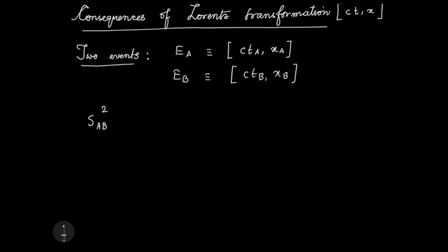Now I will give you an exercise to calculate this. I define this first, SAB whole square. This is defined as CTA minus CTB square, minus XA minus XB square. Okay.